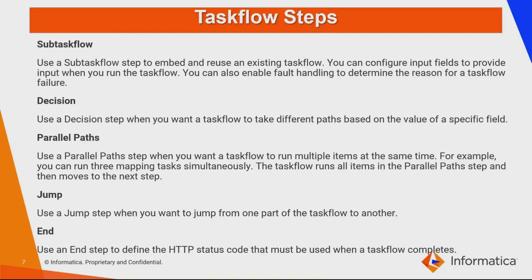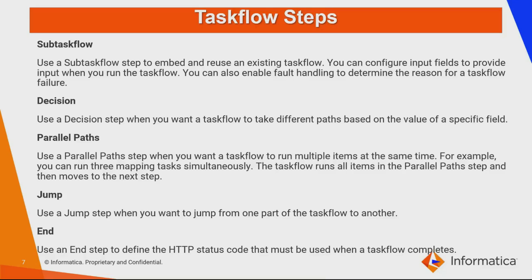Next is parallel paths. Use a parallel path step when you want a task flow to run multiple items at the same time. For example, you may have a need to run 3 mapping integration tasks simultaneously. The task flow runs all the items in the parallel step and then moves to the next step only once all of them in parallel are completed.